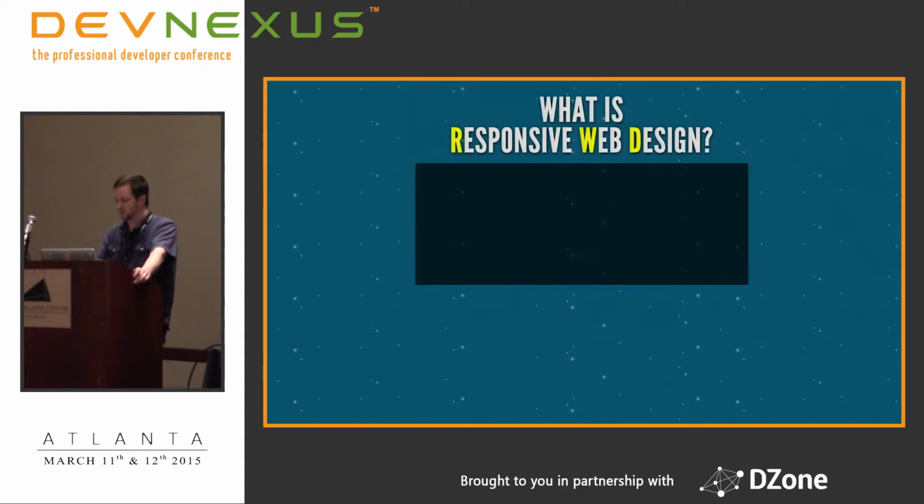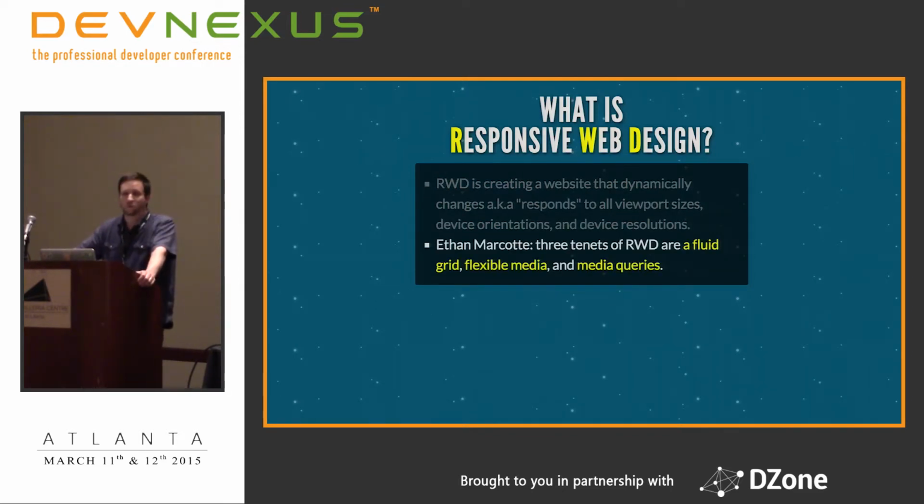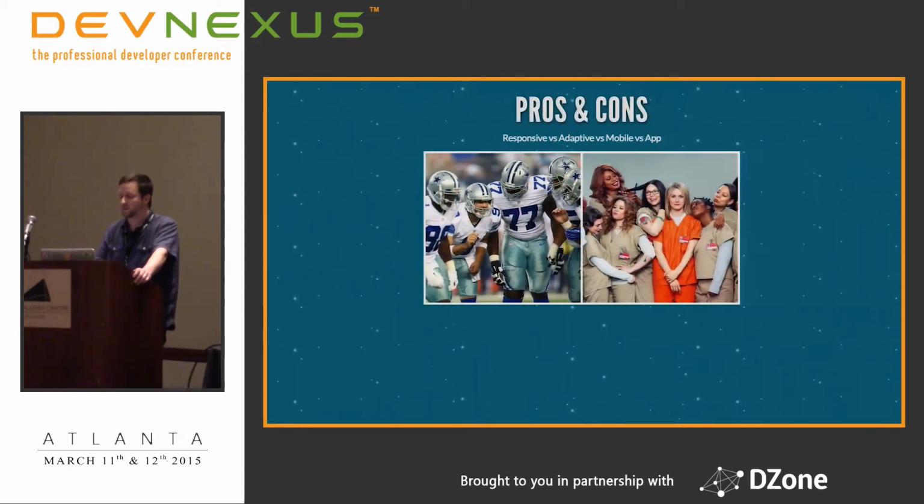But I will give you the core, and then hopefully from there you can go out and customize it how you need to. So the brief, quick definition of responsive web design is creating a website that dynamically changes, aka responds, to all viewport sizes, device orientations, and device resolutions, now that we have Retina and many other different resolutions out there. The original person that coined the phrase, Ethan Marcotte, said the three tenets of responsive web design are: number one, a fluid grid, fluid meaning a 100% percentage-based grid that's constantly changing with the browser width; flexible media, that's images and video that will scale; and media queries.